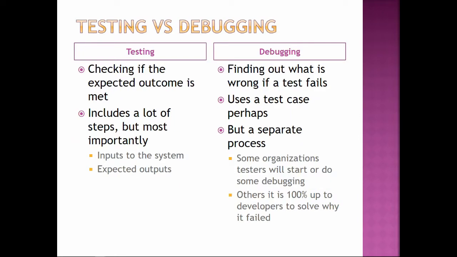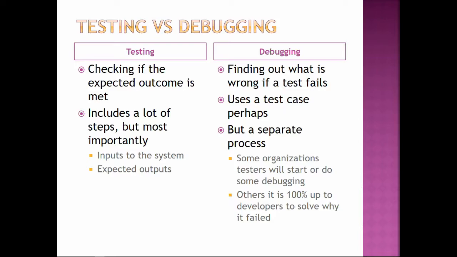Now, I want to address that question of testing versus debugging and the boundary inside of here. Because testing, as we said, is checking if the expected outcome is met. And there's typically a lot of steps that might overlap with what happens in debugging. But what's really important in testing is we capture the inputs and the expected outputs that go along with those inputs. Because debugging is basically finding out why you're saying my system doesn't work based off of your test.